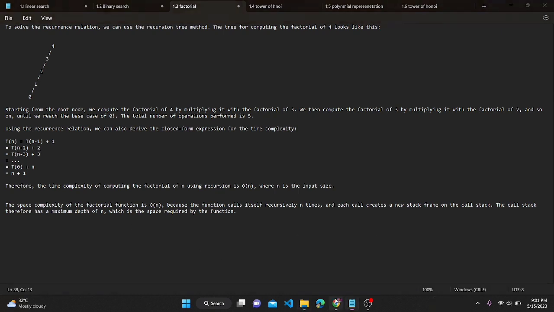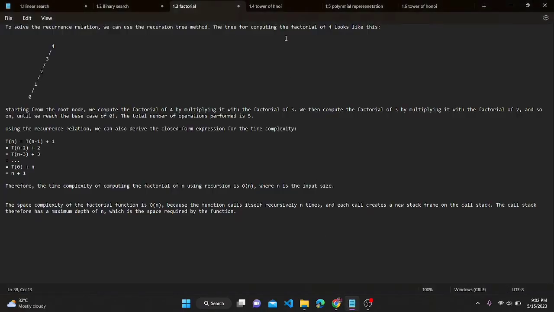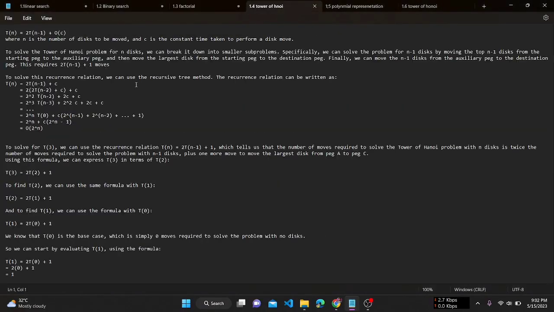Now we will discuss the Tower of Hanoi to find the space complexity, the time complexity and the power complexity. The T of n is equal to T of n minus 1 plus O of C, where n is the number of disks to be moved and C is the constant time taken to perform a disk move.